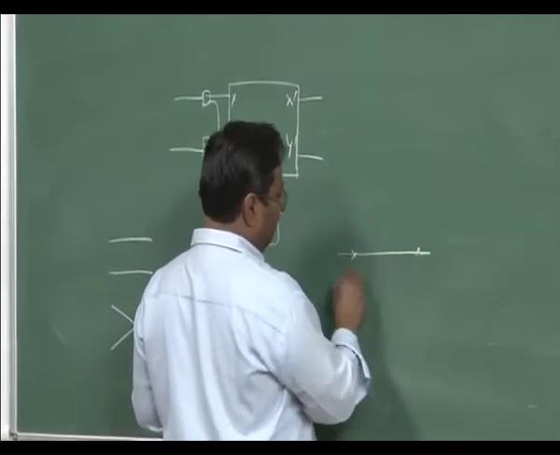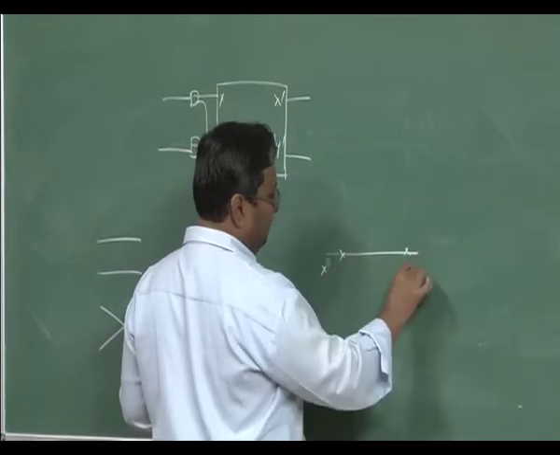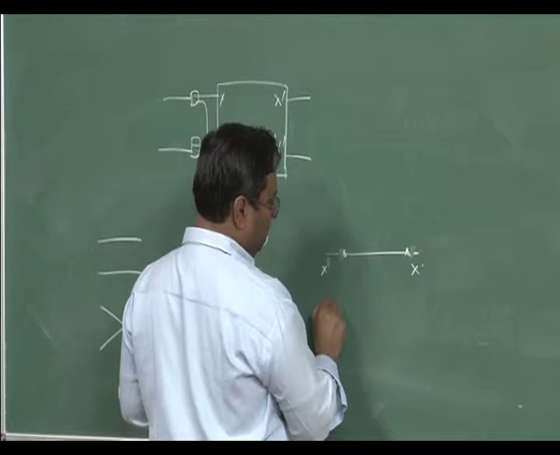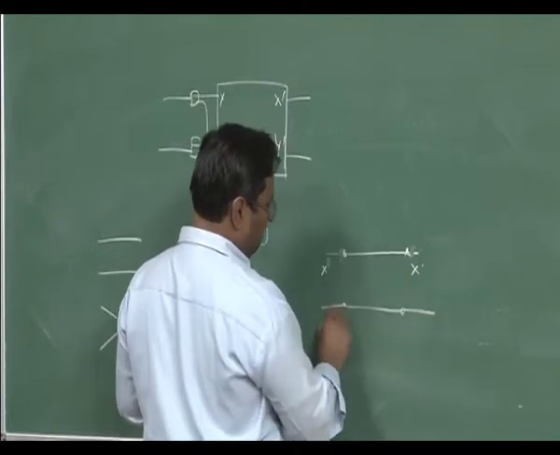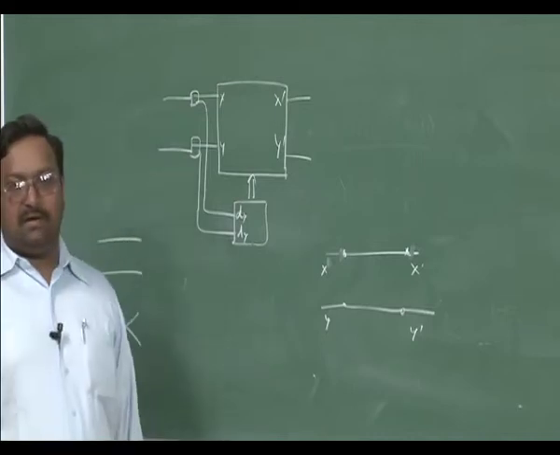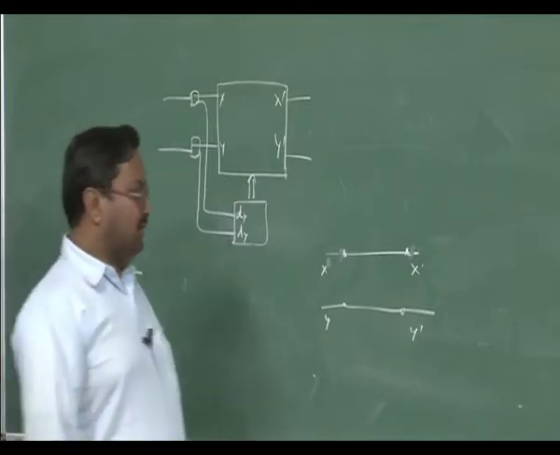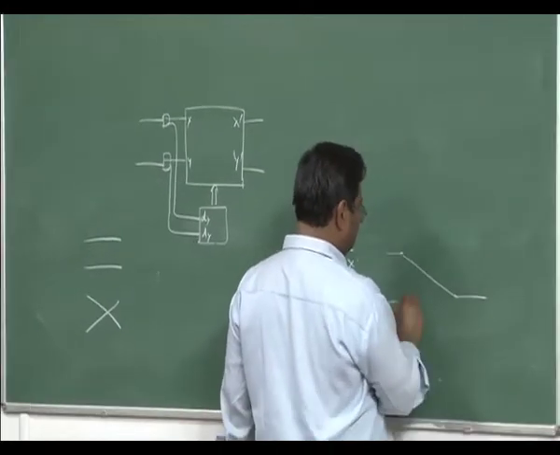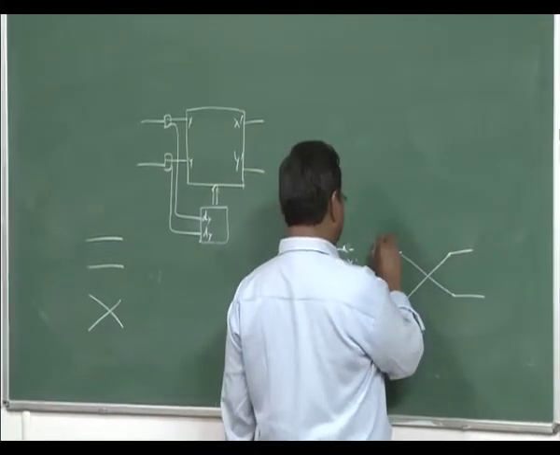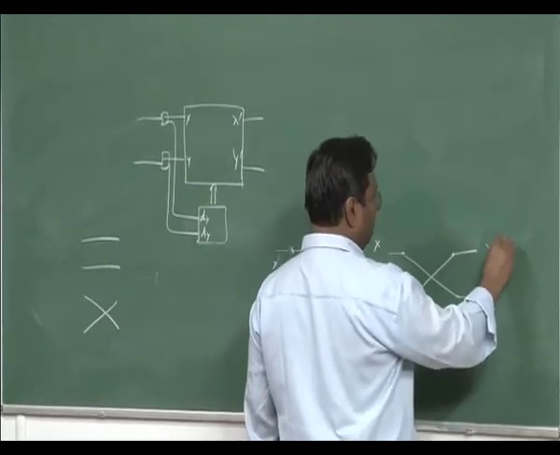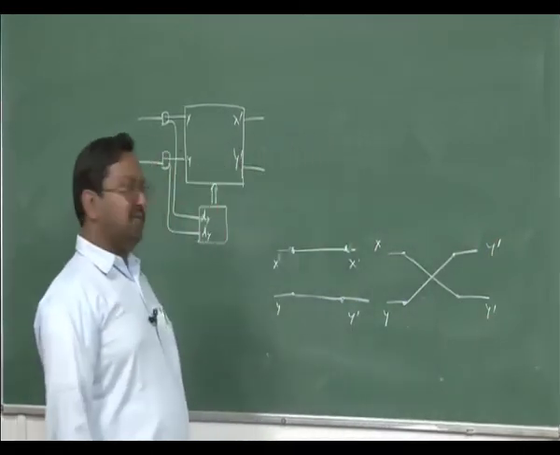If this is the x and x prime connection, that is a bar. A cross actually means this input is now connected to this, and this input is connected to this. That is a cross state.